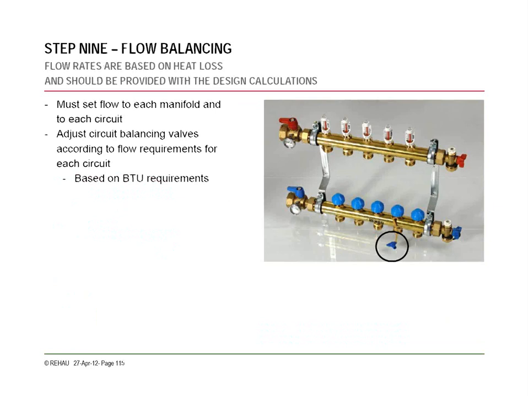Then you're going to go through and balance the flows based on what was calculated for each zone. Most manifolds these days are pretty easy. With Ray Howe, you just pop the little protective cap off and then dial it in with the little key, and then you can see the flow on the top, and you'll just dial in the flow that was required, which is obviously based on the heat that was required for that zone.